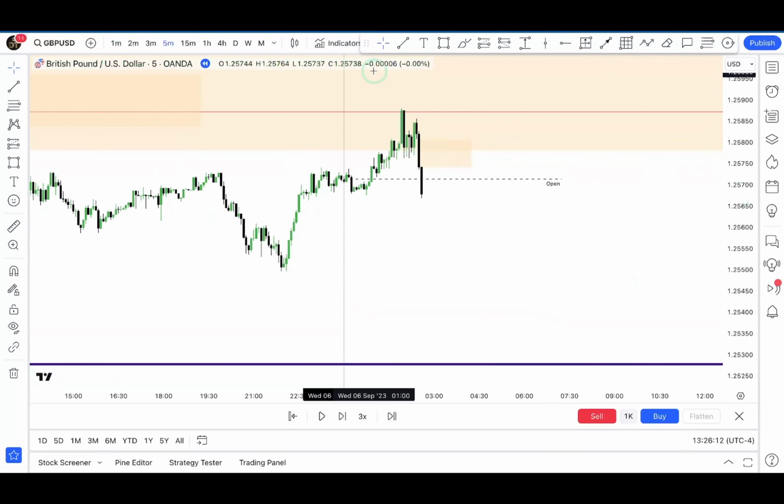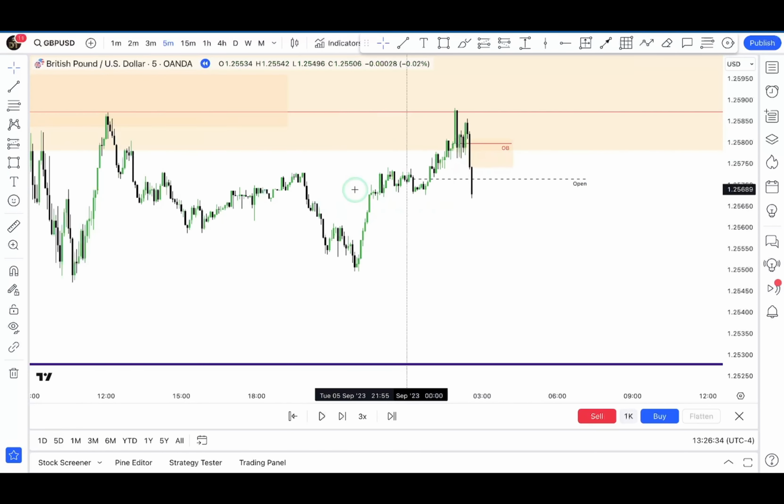We have a fair value gap. We also have an order block right there. And because there's 3 candles, we can also use this one. But I prefer this one. And let's see how price reacts if it comes back, what it does.